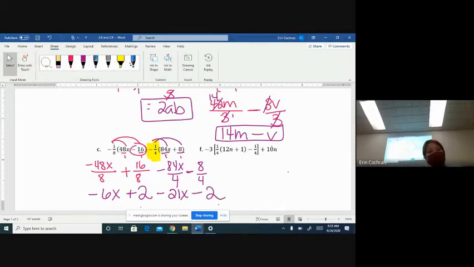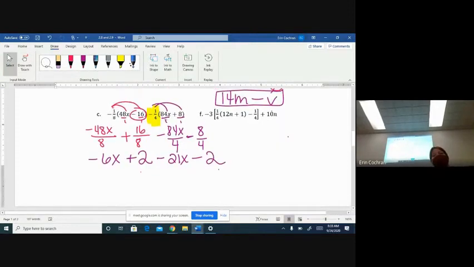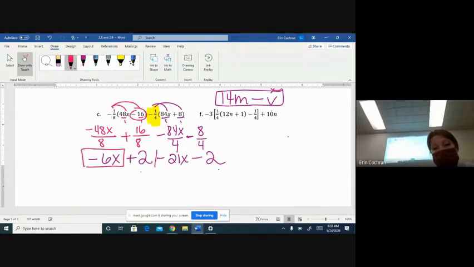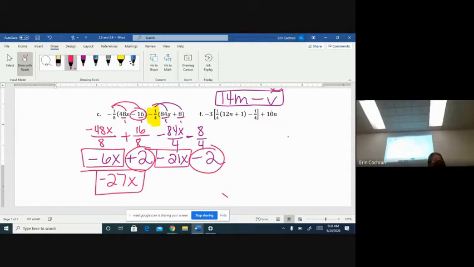All right. Now, what do we need to do here? Simplify, combine like terms, right? Negative 6x and negative 21x, which is negative 27x. Good. A positive 2 and a negative 2. 0 cancels out, so this would be my final answer. Go ahead and try to do F. Okay, so everyone at home and here, go ahead and start working on F for me.